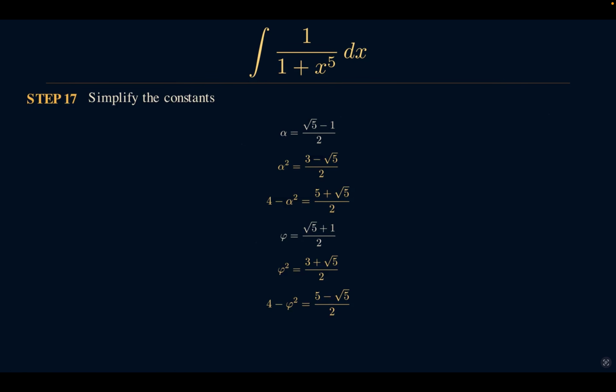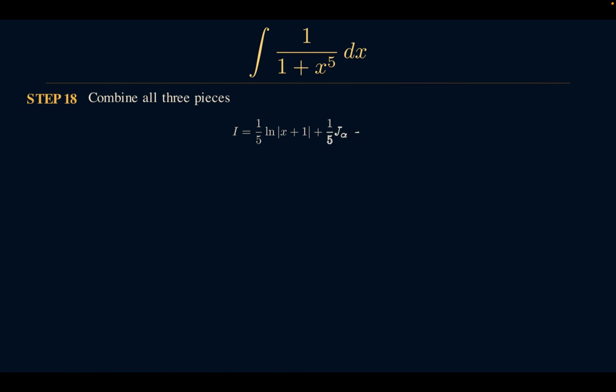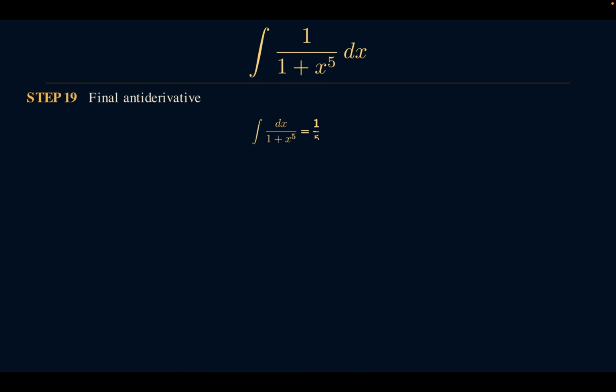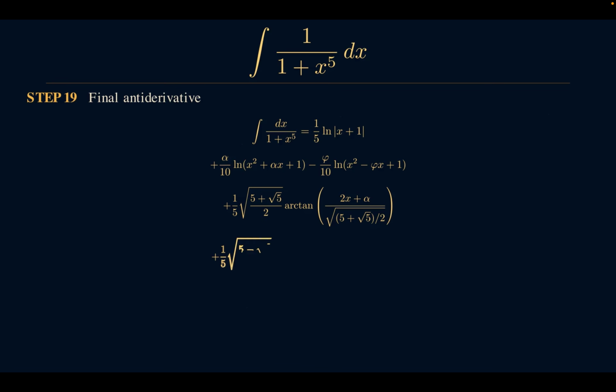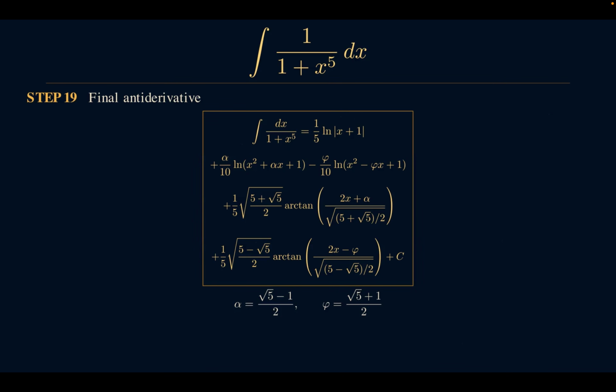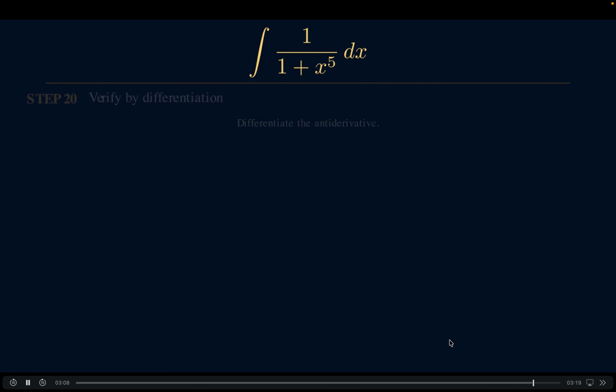So we can now simplify the constants and combine all three pieces of this integral, so we would get a better description of the integral that we need. Therefore, the final antiderivative of the integral is the following, which is very hard to solve with ordinary methods, but hopefully you've understood the process of finding the antiderivative of this expression here.